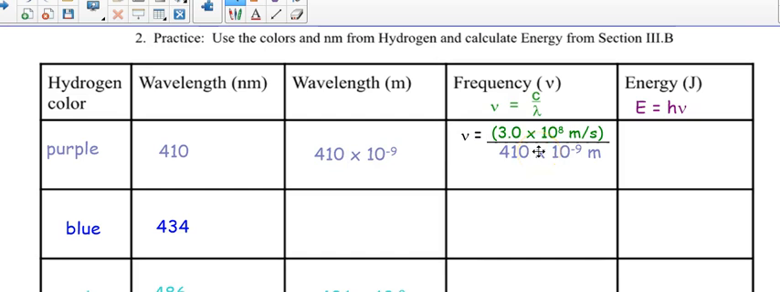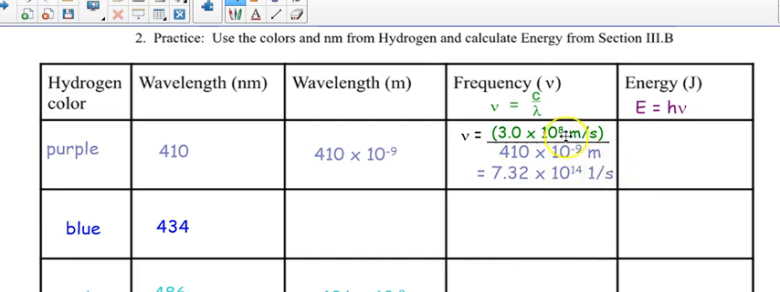And now use your calculator, okay? So plug in 3.0 EE, or maybe EXP 8, not times 10 to the 8th. You're going to get it wrong. So 3.0 E8 divided by 410 EE -9. Why don't you go ahead and go click, click, click, click, click, and tell me what you get. All right, this is what I got, 7.32 times 10 to the 14th, 1 over second.